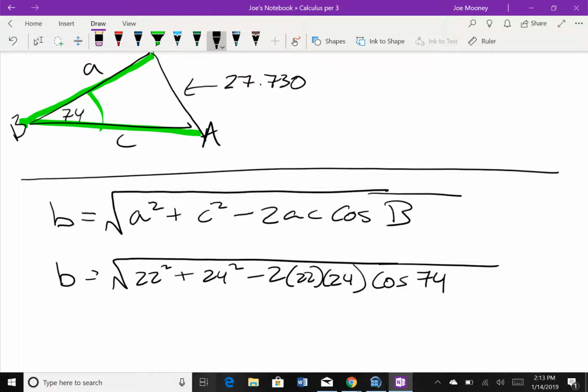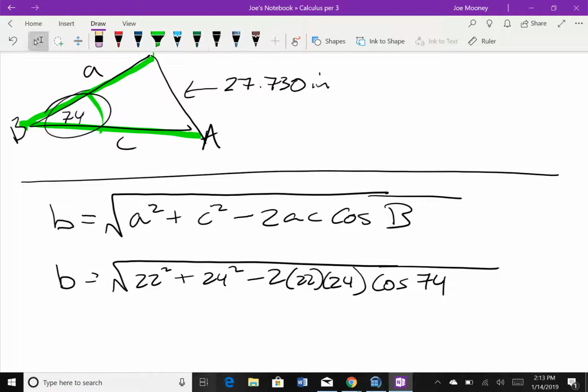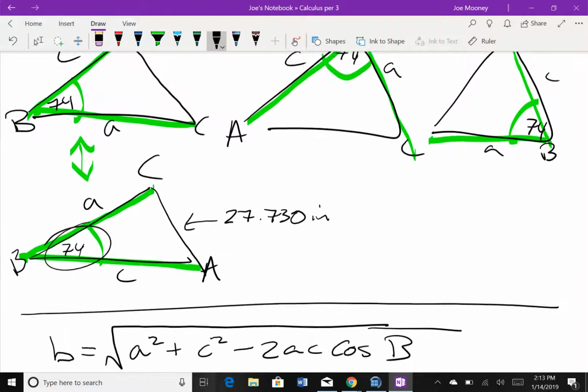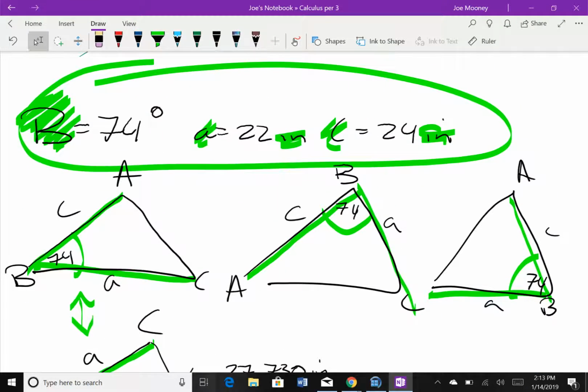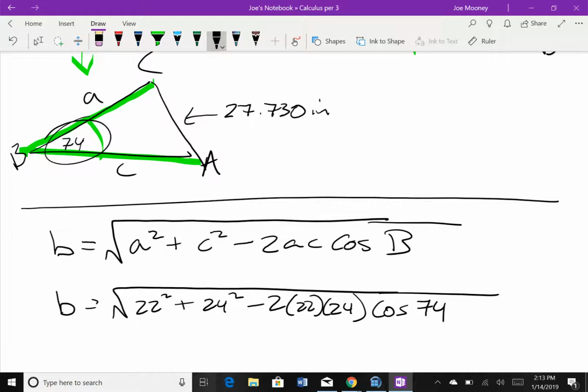Now, something to pay attention to is size of angle, right? Since the other sides are 22 and 24, what does that say about 74? Is that going to be the biggest angle, the middle size angle, or the smallest angle? The other sides, A and C, that were given to me were 22 and 24. That's going to be the biggest angle because we just found the side that's the biggest, so it must be opposite the biggest angle. All right, so this is going to be an acute triangle.